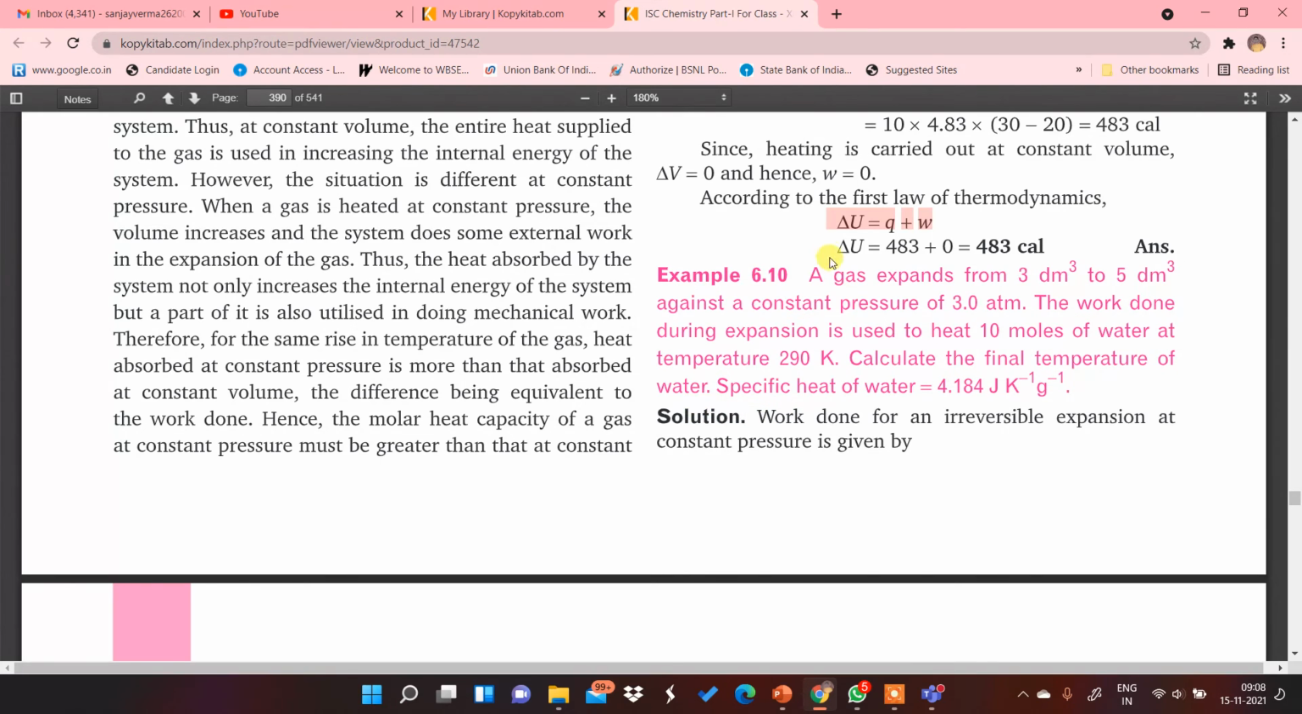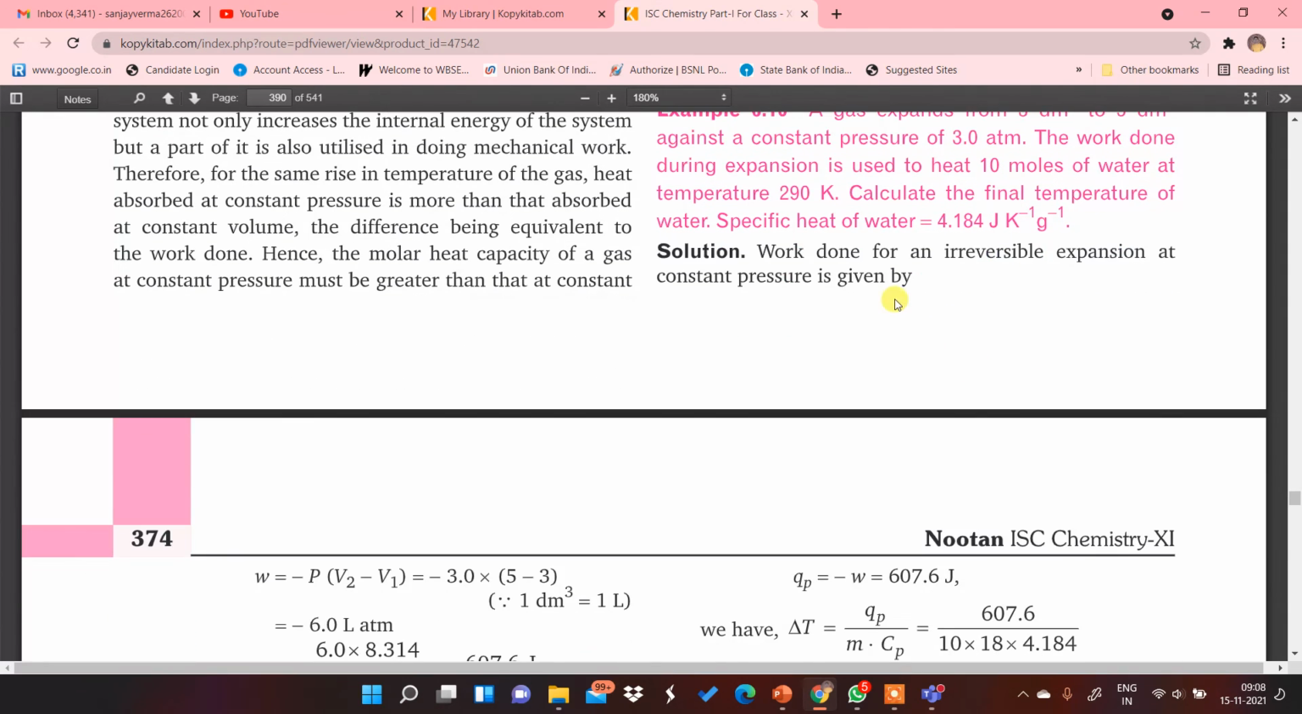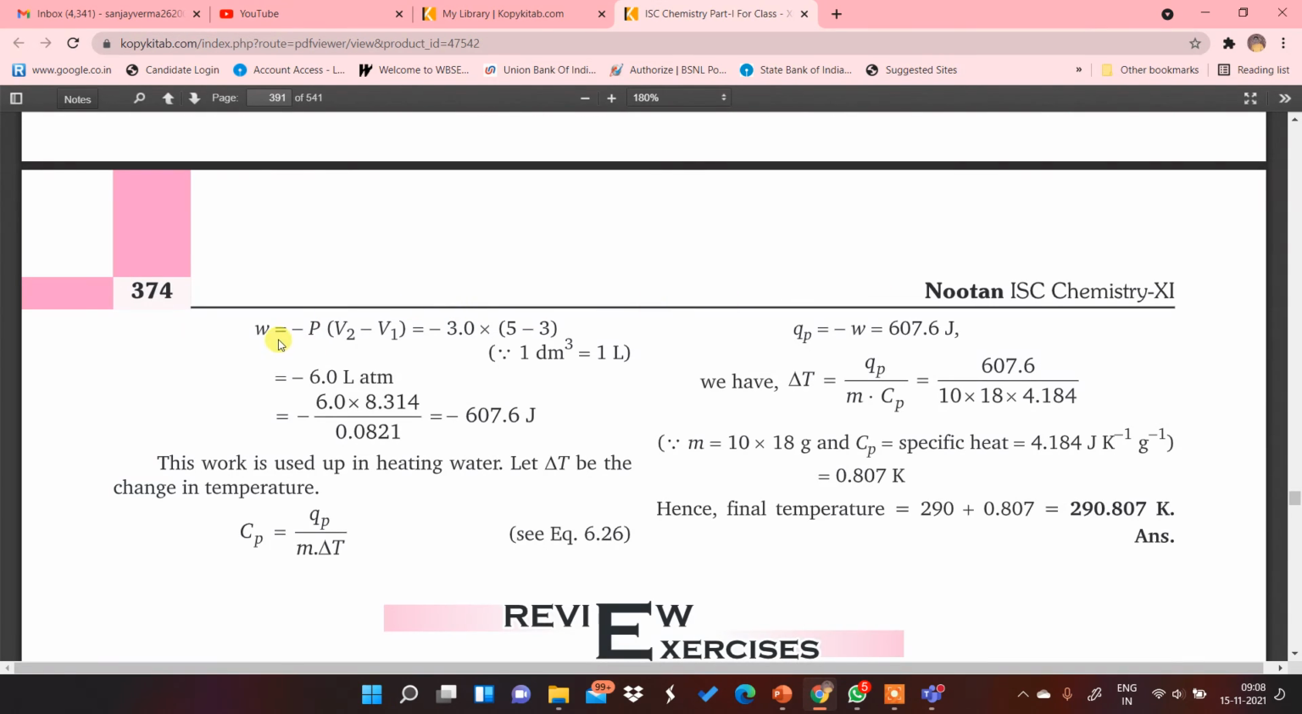Okay, so there is expansion. The gas is expanding and doing work. It is expanding from 3 to 5 decimeter cube. It is an irreversible expansion, expanding irreversibly at constant pressure. The pressure is constant, 3.0 atmospheric pressure. Based on this concept, work done is minus P into V2 minus V1. Minus 3 into 5 minus 3, which is 2. It comes to minus 6.0 liter atmosphere.